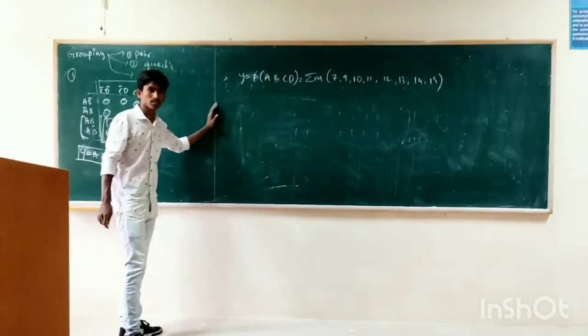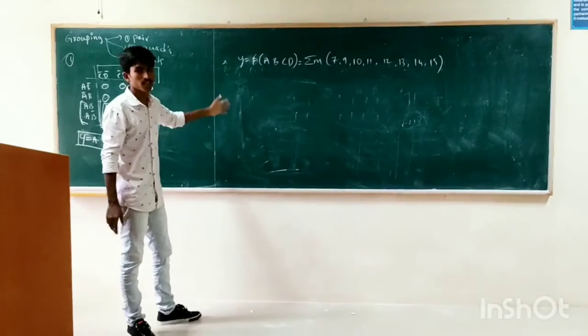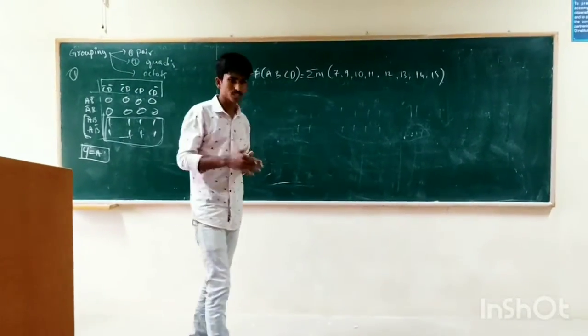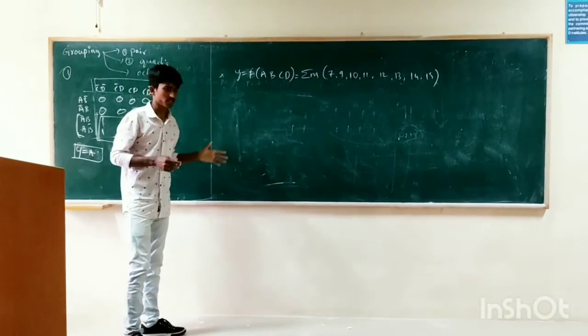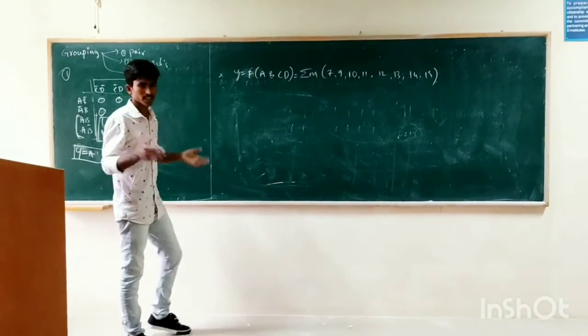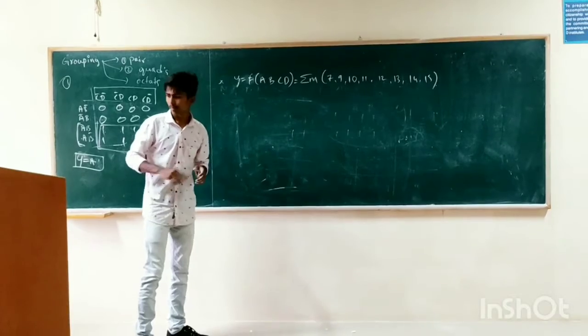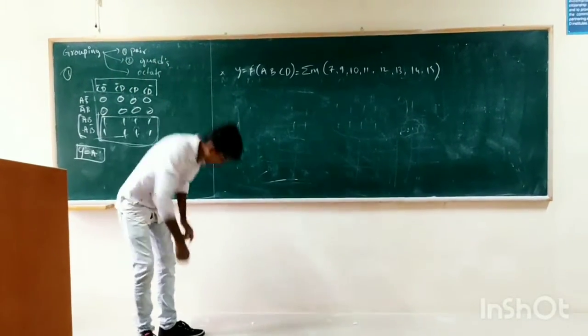We have to write the K-map for this first, and afterwards we want to make groups, and afterwards we want to find the Boolean expression. First write the K-map. We know already how to write the structure of a K-map. One minute.